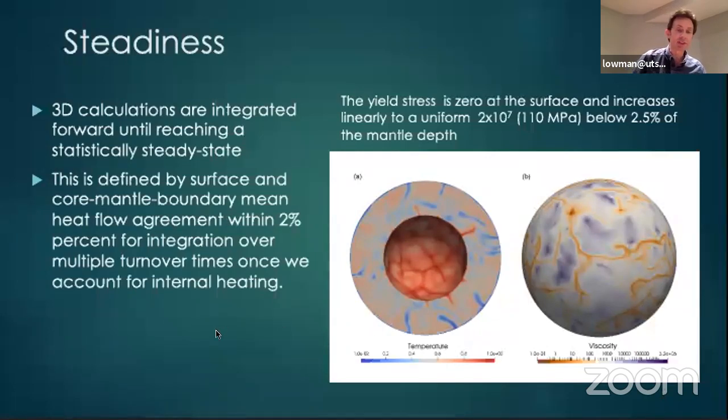3D calculations are integrated forward until reaching a statistically steady state. So we're going to start to vary the yield stress and do exactly that. And this steady state is defined by surface and core mantle boundary mean heat flow agreement within 2% for integration over multiple turnover times, once we account for the internal heating.